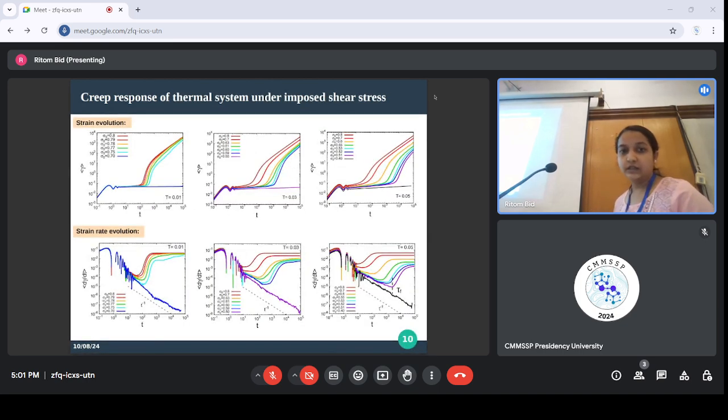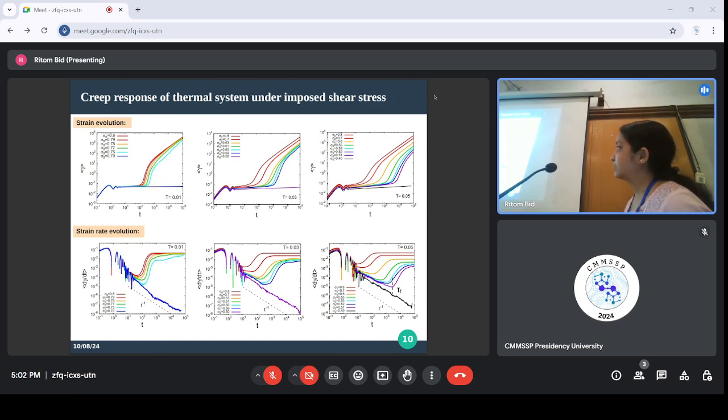Now I have used this same model, but this same GQ state I have thermalized to 3 different temperatures, always below the glass transition temperature of the system. And we observed that compared to a lower temperature, at high temperature this creep or slow deformation is much more prominent, and also the system flows gradually here compared to the lower temperature.